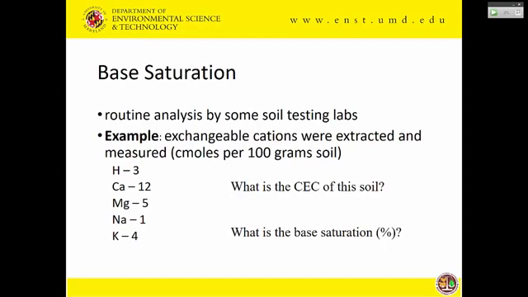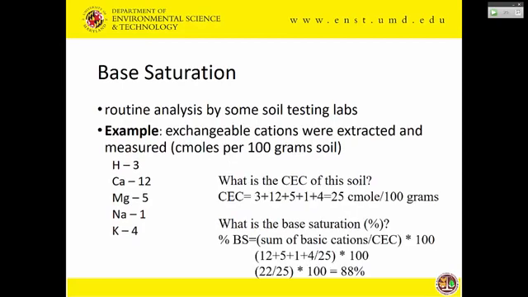So what is the CEC of this soil? Okay, very good. It's 25. It's 3 plus 12 plus 5 plus 1 plus 4. And what's the base saturation? Well, it's the 12 calcium, the 5 magnesium, the 1 sodium, the 4 potassium divided by 25, or 22 divided by 25, or 88%. 88% is a high base saturation.